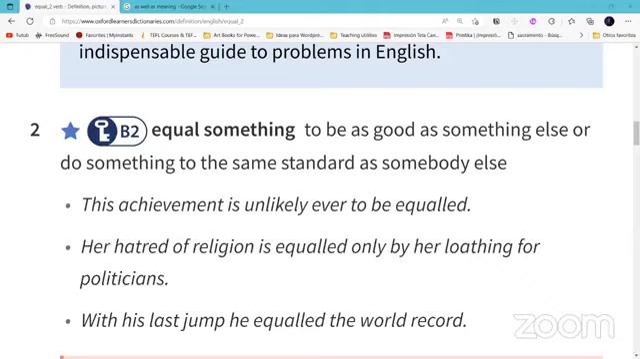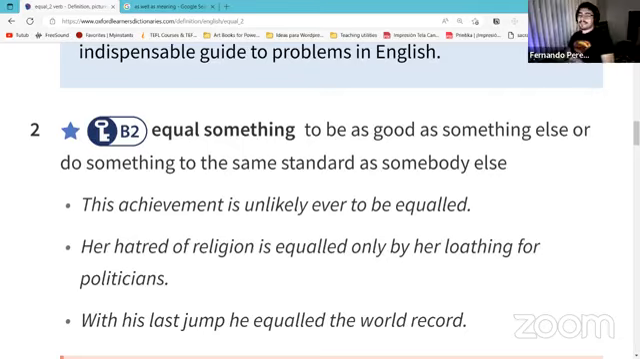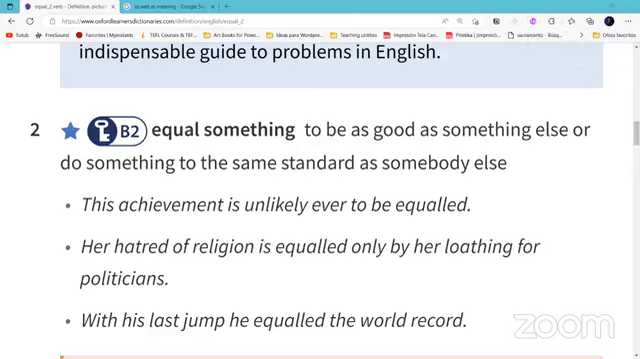Okay, let me think of an example. Collocation. Let me think of an example. Okay. Let me think of an example. Or maybe.